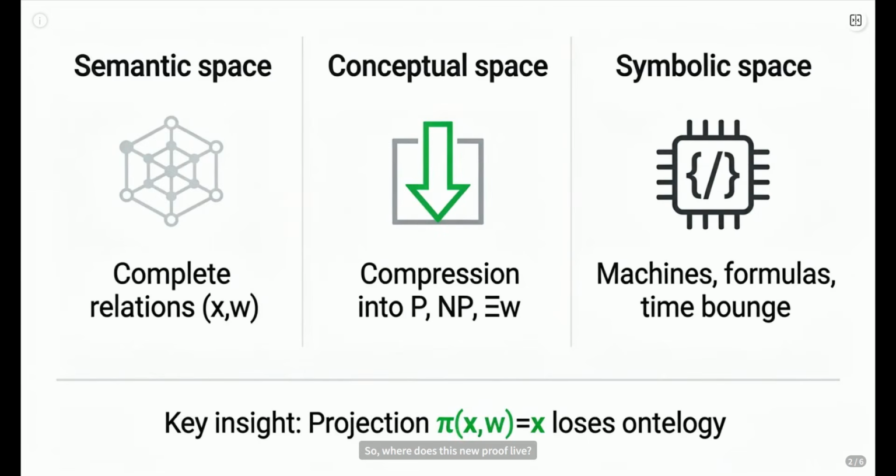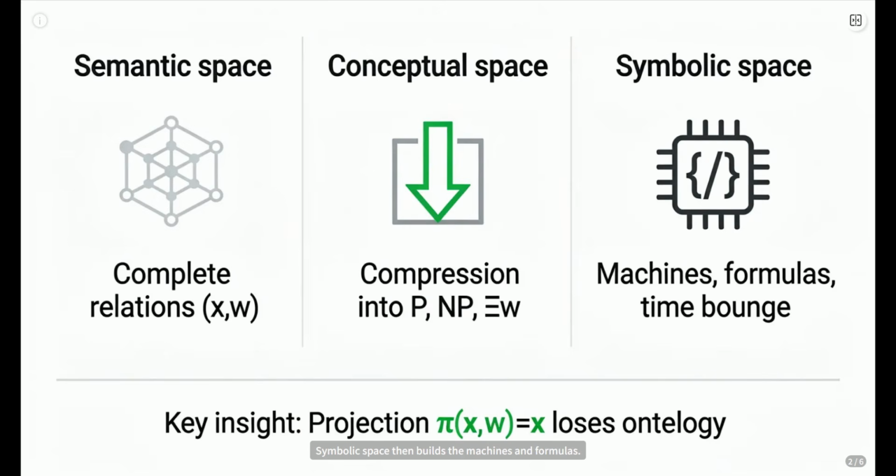So where does this new proof live? Not in the land of Turing machines or polynomial time directly. It lives in semantic space. Think of it as the ultimate reality check. Here, the complete object isn't just the input x, it's the full package, x, w, the input and its witness. Conceptual space squishes this into neat labels like P and NP, and that existential quantifier, exists w.